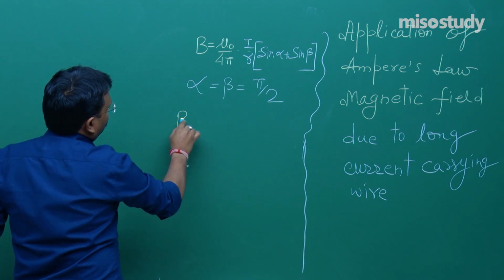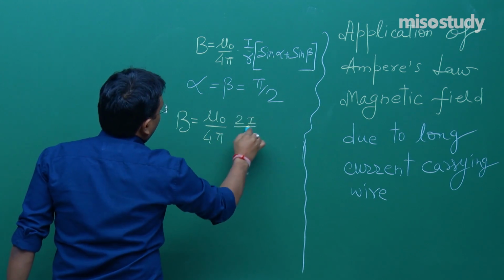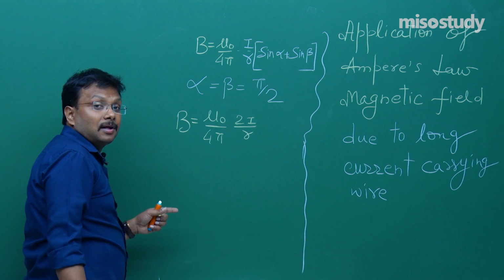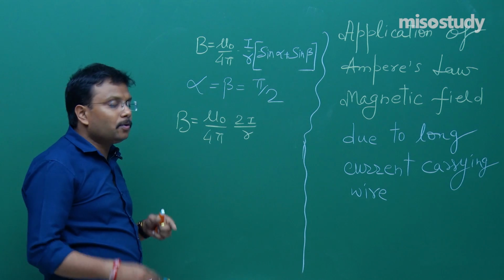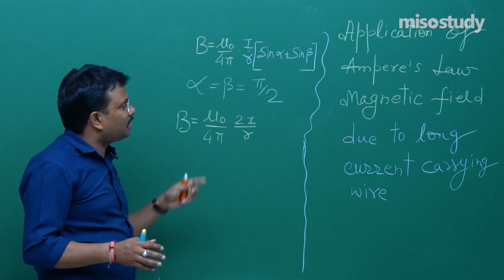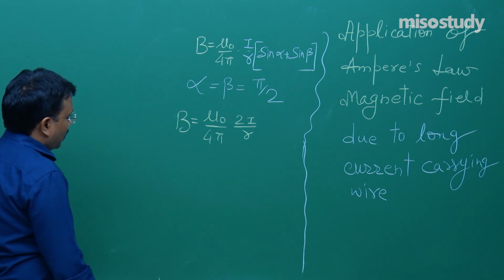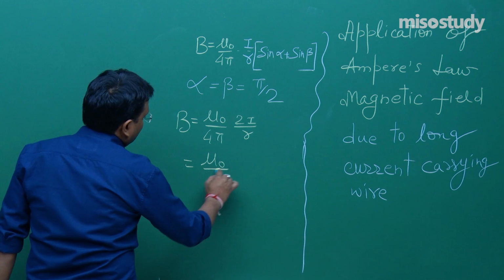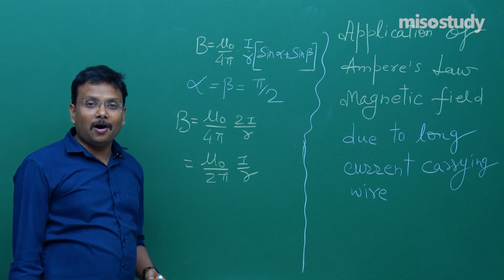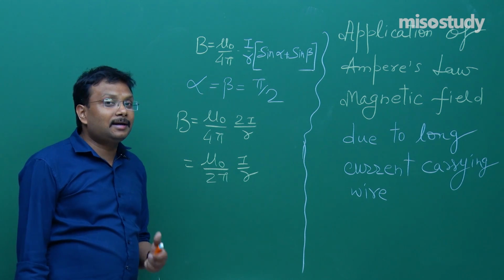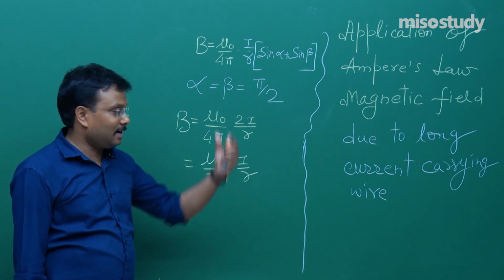And in this scenario, B is mu naught upon 4 pi 2I by R. Repeatedly I am trying to elaborate the same things, telling you again and again, so that if you watch this video at least 3-4 times, then you can say yes, these things are clear in my mind. Fine. So, this is one aspect. You can also write it as mu naught upon 2 pi I by R. And this is the general relation for magnetic field around a current carrying conductor, with which we started our basic discussion of this chapter, moving charges and magnetism.